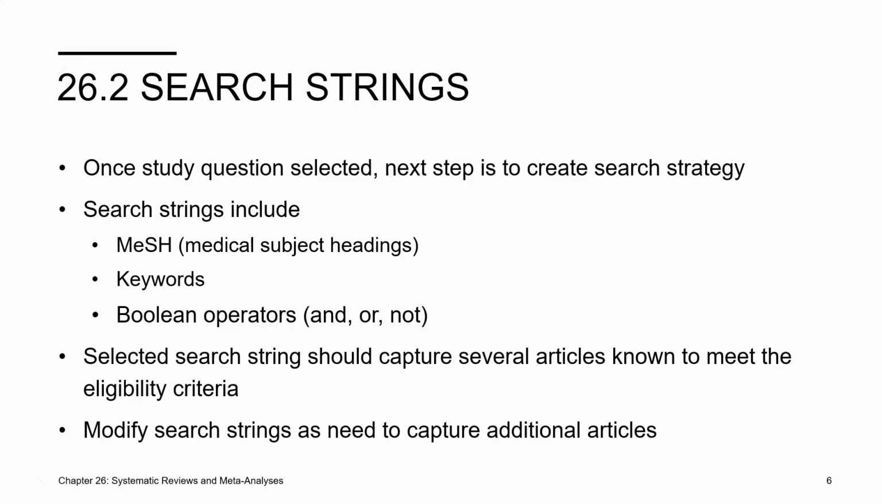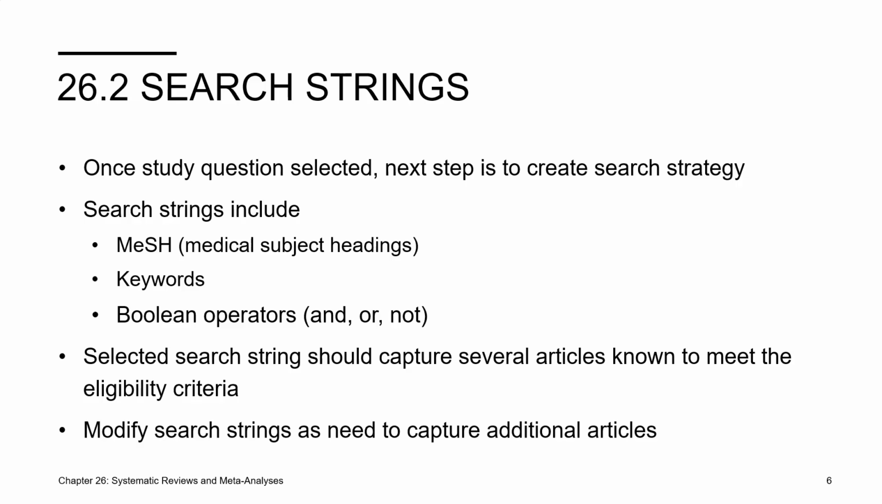Section 26.2 covers search strings. So once you have your study question selected, your next step is to create a search strategy. The search strategy includes things like medical subject headings and keywords and Boolean operators. So these are things like and, or, not, and you can include specific keywords in your search and then state whether you want two words together, like using and, or if you want to use one word or another word, or if you want to specify that you do not want to include something in that search strategy.